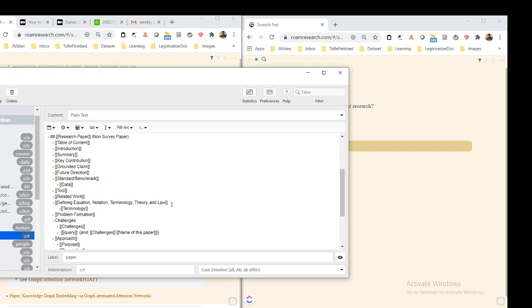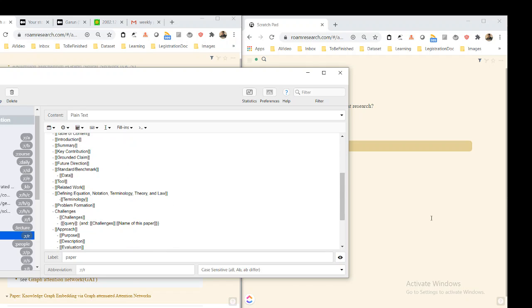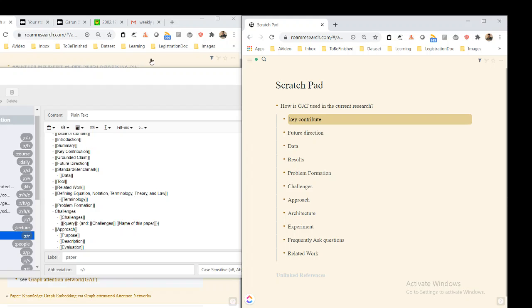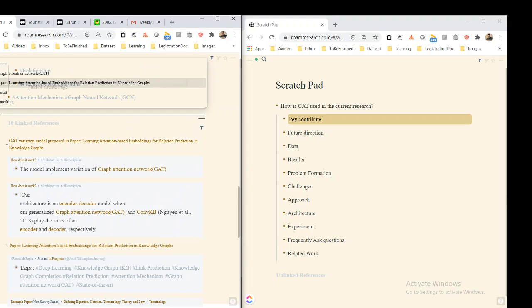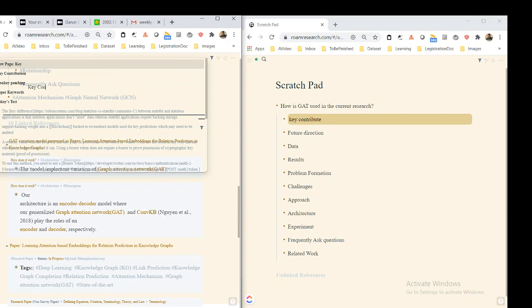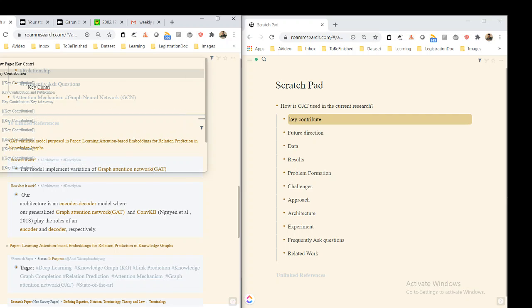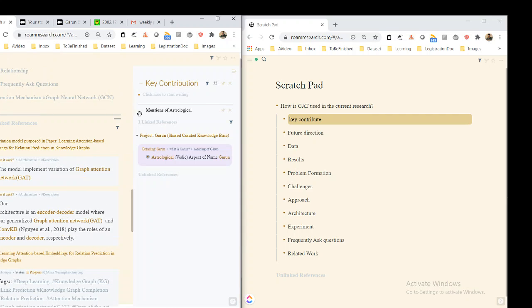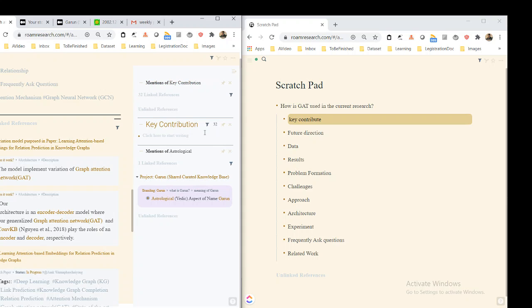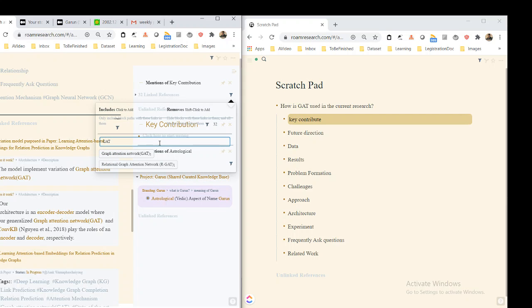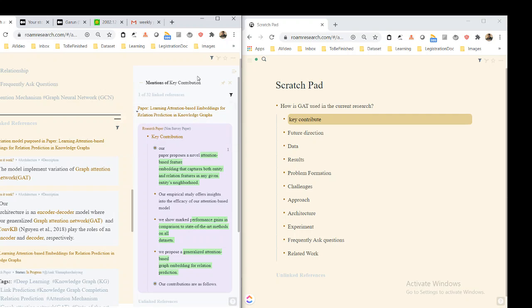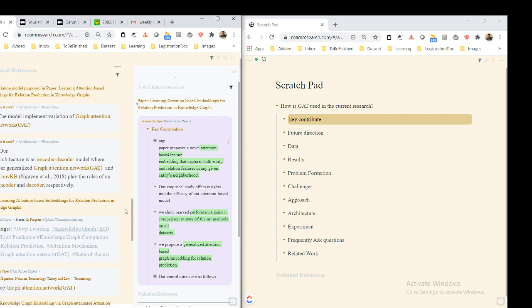So let's see. Right now, I want to look into the key contribution of each of the paper. So I would go to key contribution. Now I would go to this reference here, and I will search through things that I want to know about. The first thing is the GAT variation. There's nothing there. So paper learning. Okay, there's something here. Let's have a look. So the key contribution of this, what is it all about anyway?